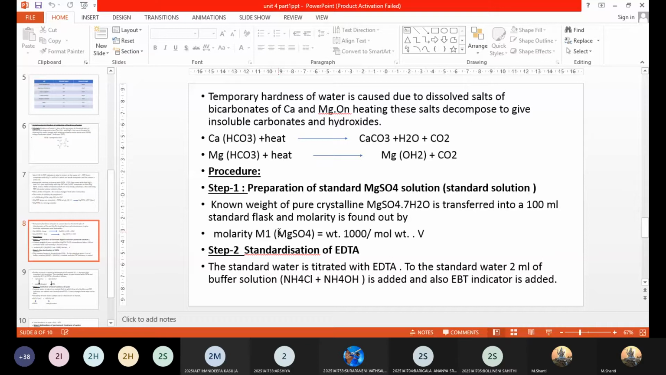Yes, ma'am. Okay, now you can see here molarity M1. This is the M1 we are giving for the MgSO4 solution. Or in the case of calcium carbonate, you can give it as M1. So the simple formula you wrote: weight by molecular weight, number of moles, into 1000 by V. By using this, you can calculate the molarity of the given MgSO4 solution. Okay, understood?